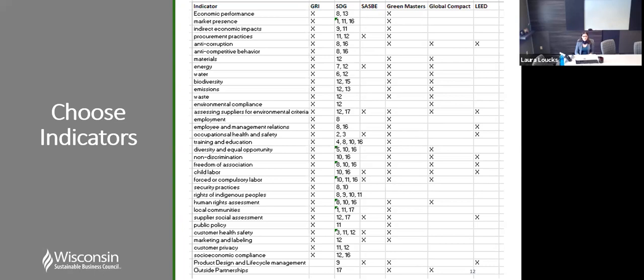reporting. And then I cross-referenced that to the Sustainable Development Goals, SASB, Green Masters, Global Compact, and LEED, because we are a manufacturer that deals with architectural products. We wanted to make sure that we are also crossing over into the LEED things and what they are asking for us. And I'll also note here that the two that we found on Green Masters that weren't mentioned in GRI and a couple of other ones were the product design and lifecycle management and outside partnerships.